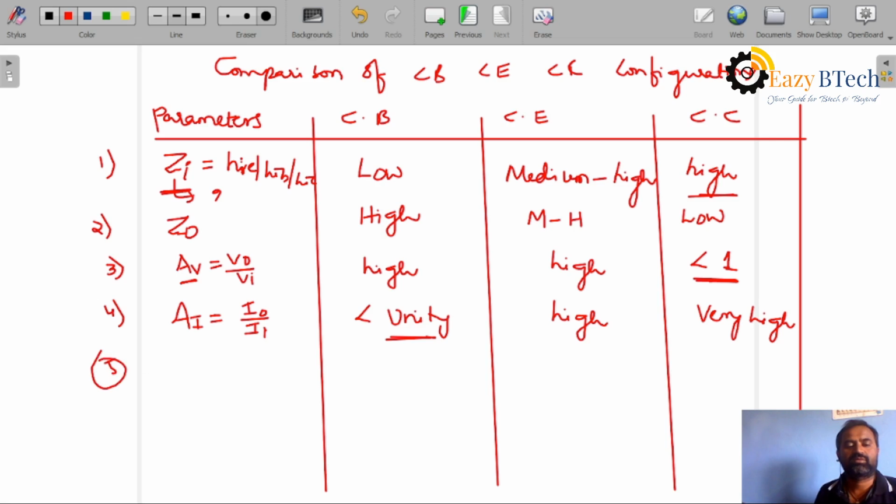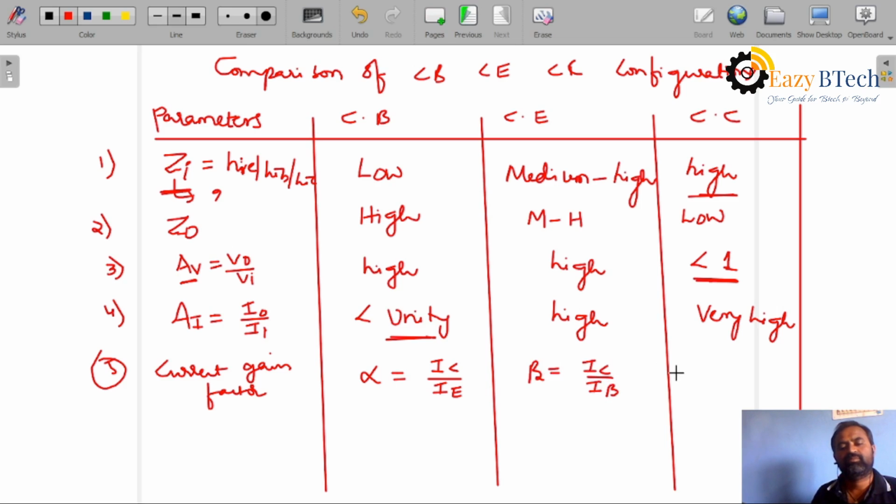Next, current gain factor. For common base it is alpha, the output current IC by IE. For common emitter it is beta, IC by IB. For common collector it is gamma, output current IE by IB.